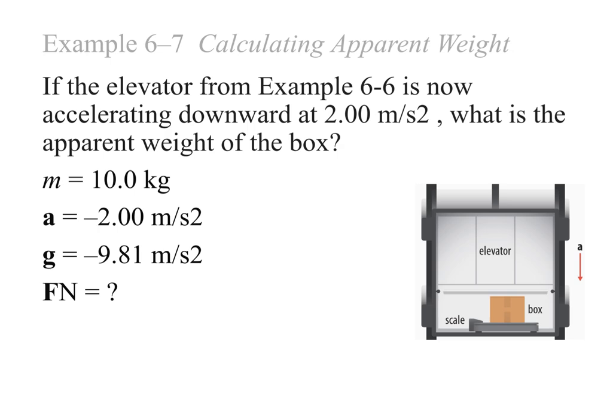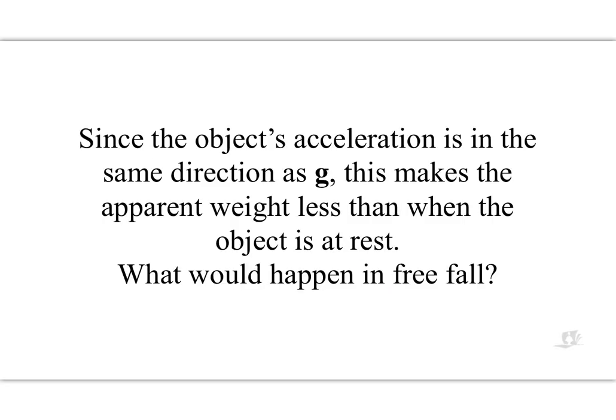So then we're going to take this again, and they're working together, and we're going to do the same thing. We're going to subtract those two, but all of a sudden you're going to see that this is less than the 9.81, whereas before it was more than the 9.81. And so it will look like that 98.1 newtons will now read 78.1 newtons. Since the object's acceleration is in the same direction, this makes the apparent weight less than when it's at rest.